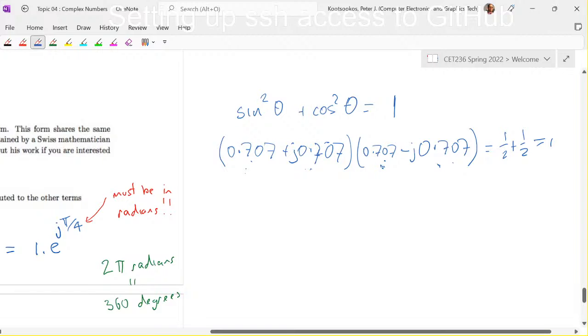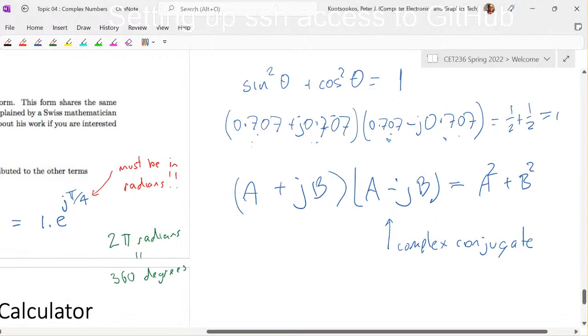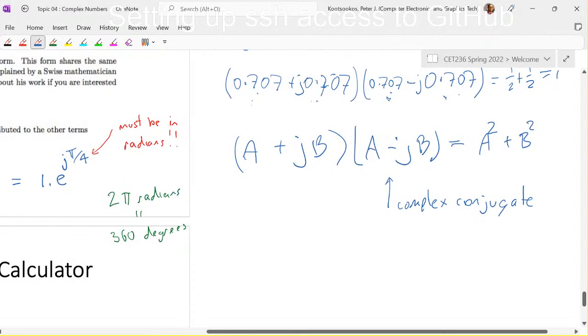So if I have a plus jb and I multiply that by a minus jb, that's the complex, oops, that should be a b. Let's erase that. This is the complex conjugate. Then that's a squared plus b squared. So in order to get the magnitude, I just have to take the square root of it.